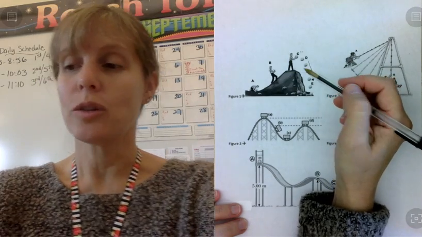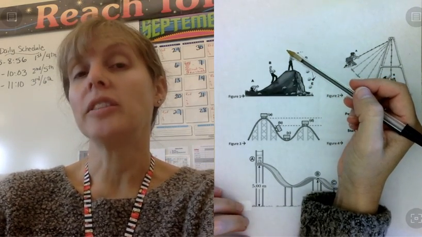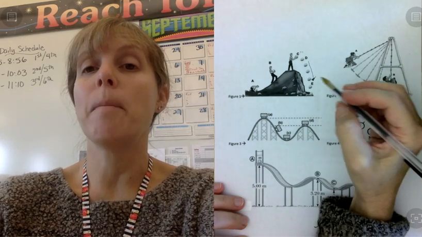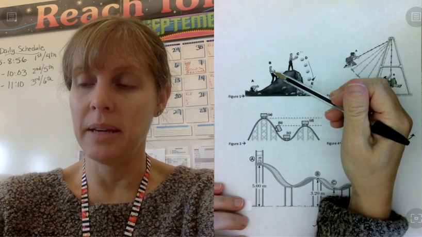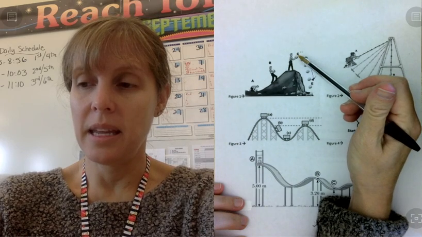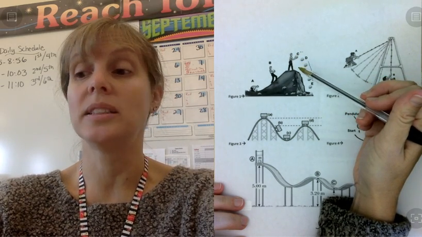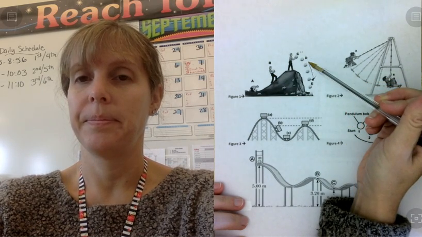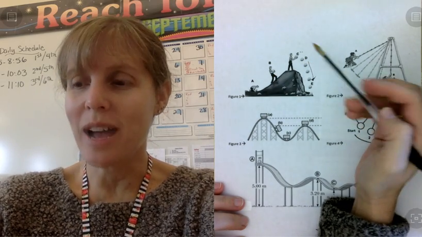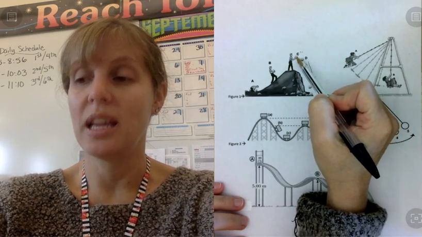All right, so let me ask you this. At which point does the rock have the most potential energy? Is it B, C, or D? At which point does the rock have the most potential energy? B, C, or D? If you guessed that it was C, you are correct. It has the most potential energy here.